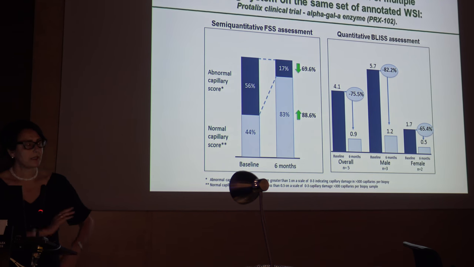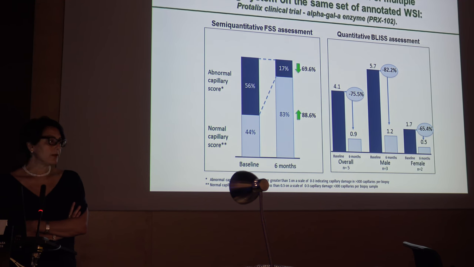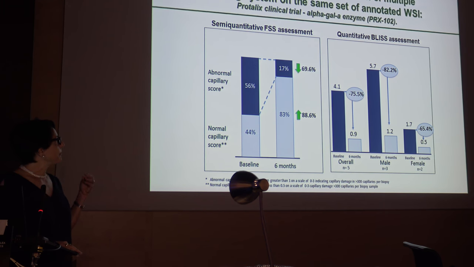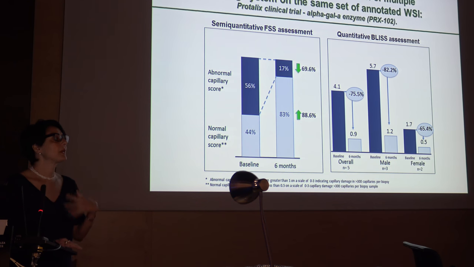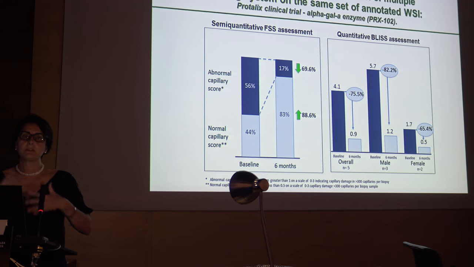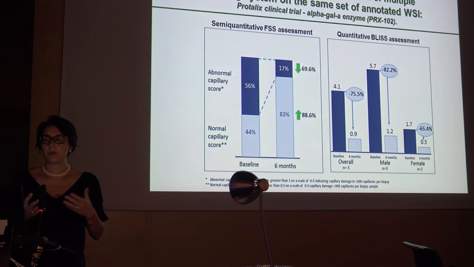And in a total of three clinical trials of Fabry disease, we used the same protocol. We collected all the biopsies, and in this protocol we actually also compared, because at this point the biopsies are always accessible, the semi-quantitative to the quantitative scoring system. So we were able to apply different scoring systems to see which one can be used, which one is better.